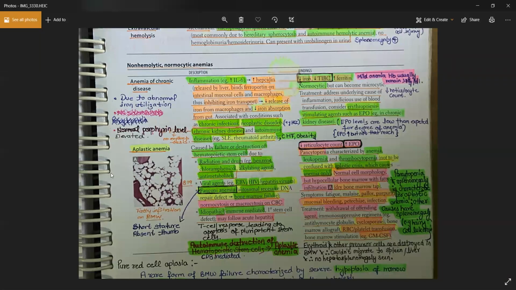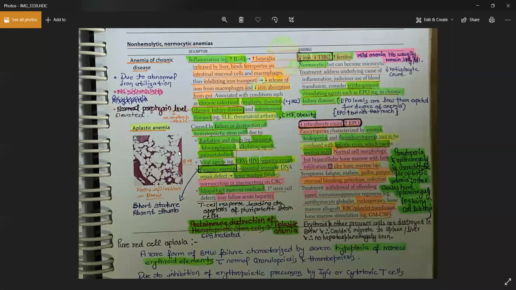Okay, then comes the aplastic anemia. In this kind of anemia, you will be having a replacement of the normal bone marrow tissue with some kind of fat or other tissues, right? And as a result, with the aplastic anemia, you will have the pancytopenia always.